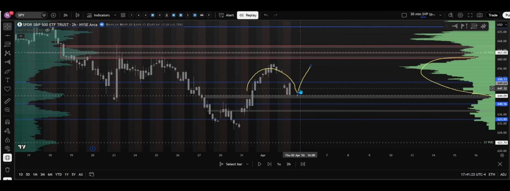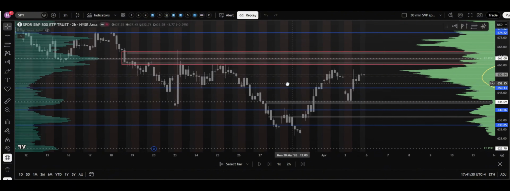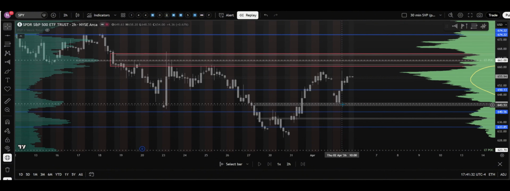So let's go ahead and see what happened there. Once we run out of days on the replay, it does pop back up there that day. This day was pretty powerful support off of that low volume node.